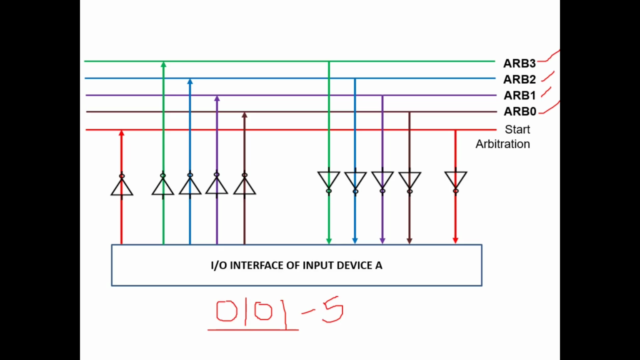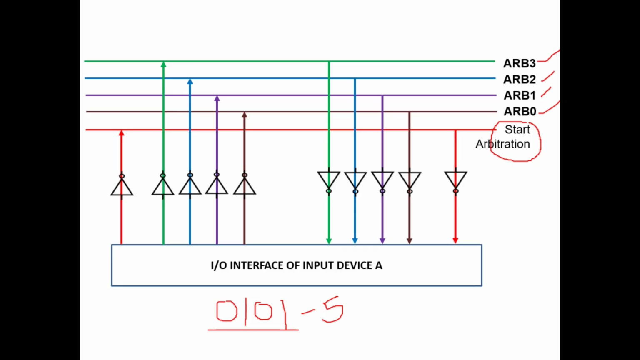So every device will have a 4-bit ID. That's why the arbitration line has 4 bits: arbitration 0, arbitration 1, arbitration 2 and arbitration 3. These are the 4 lines for arbitration, called the arbitration lines. Then there is one line called start arbitration. Now how it works is, initially, see there are NOT gates here. You can see every line has a NOT gate attached.